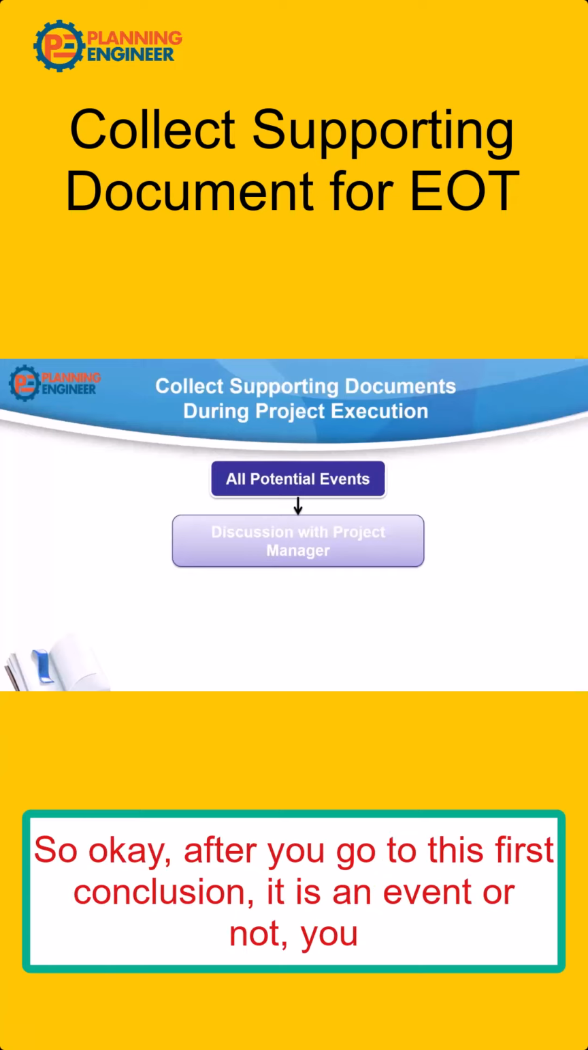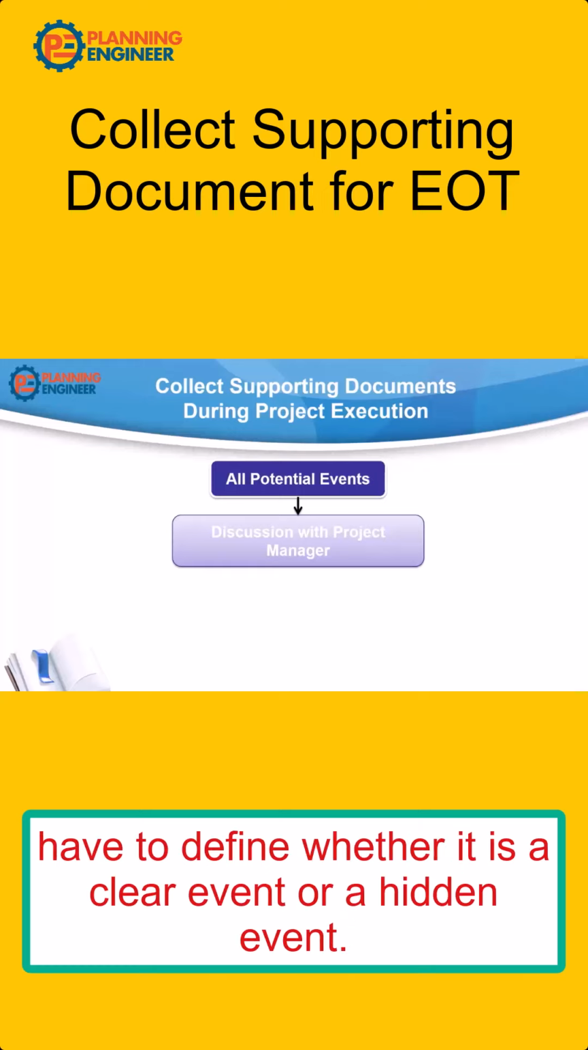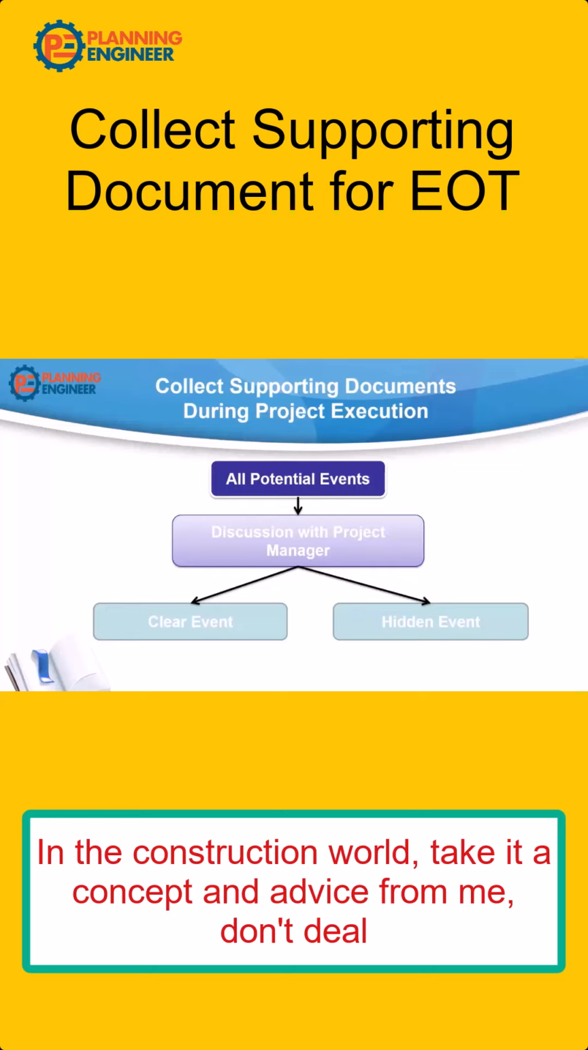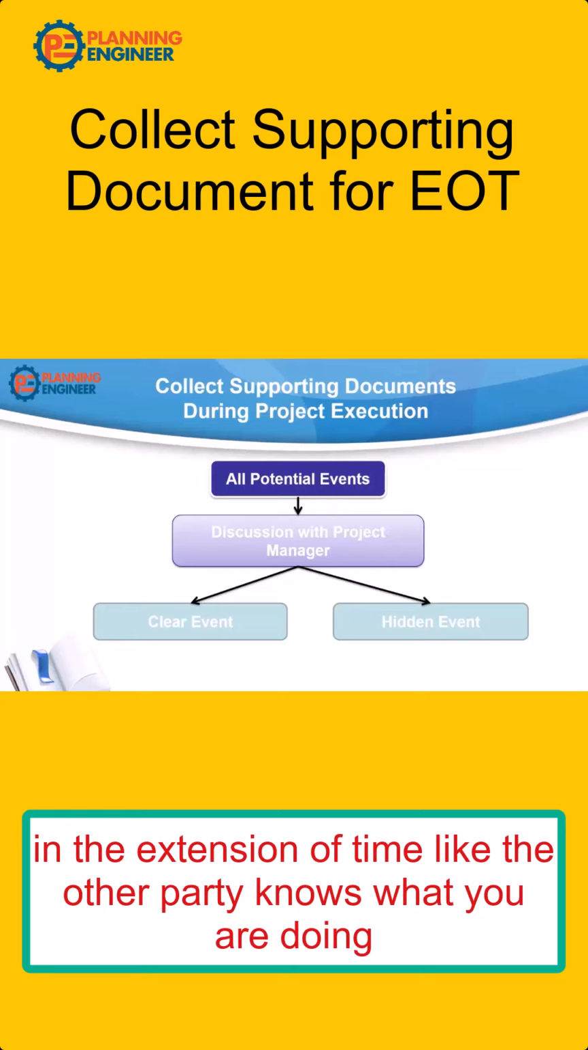So, okay, after you come to this first conclusion, that it is an event or not, you have to define whether it is a clear event or a hidden event. Why do we make a different classification for clear event and hidden event? In the construction world, take it as a concept and an advice from me: don't deal in the extension of time as if the other party knows what you are doing.